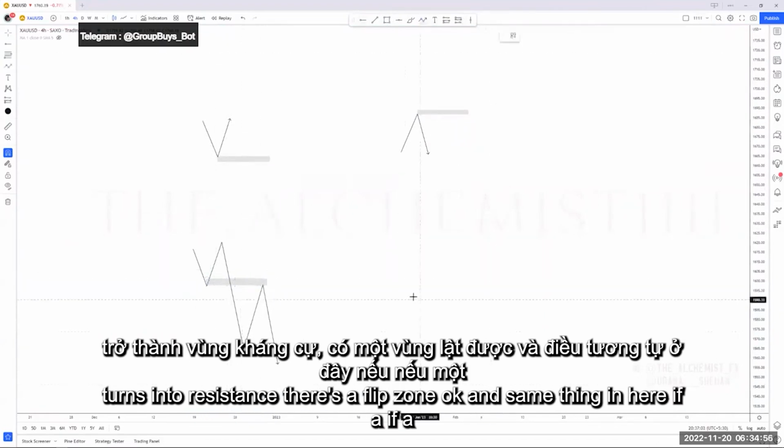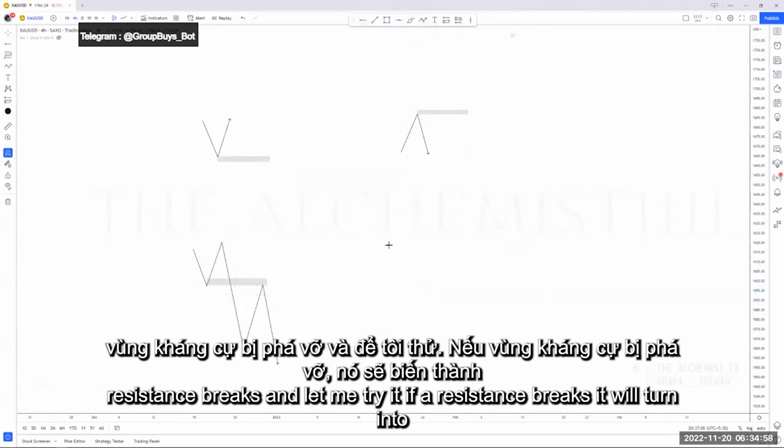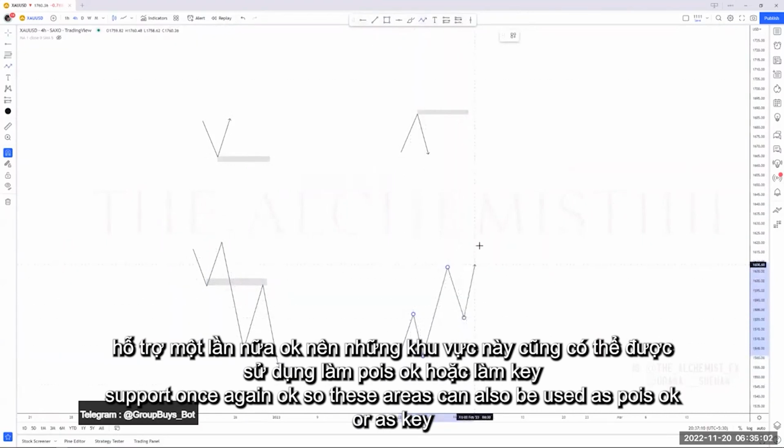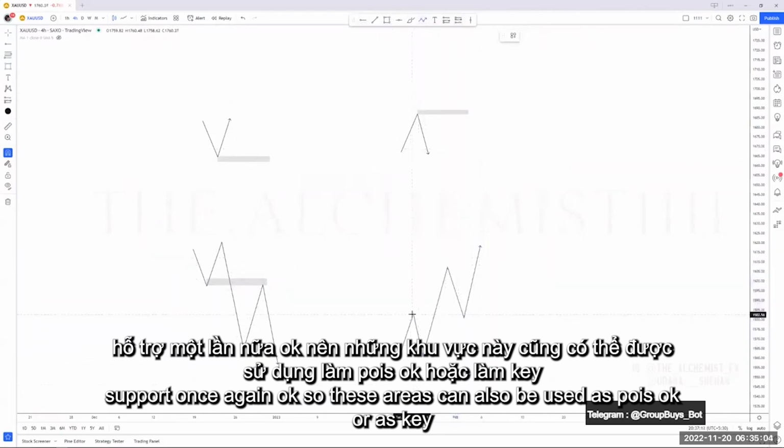Same thing in here. If a resistance breaks, it will turn into support once again. So these areas can also be used as POIs, or as key levels.